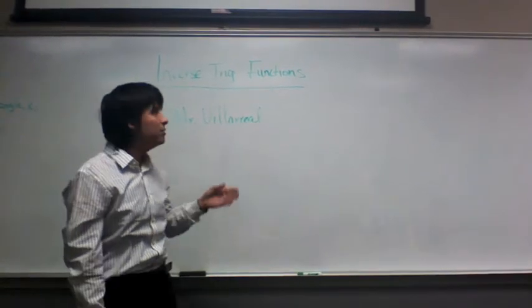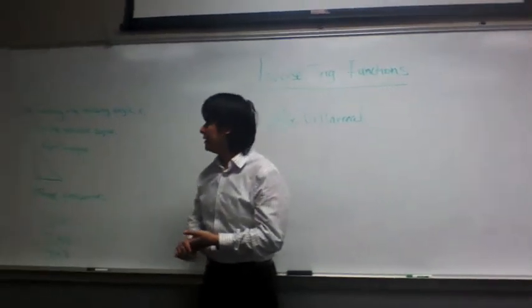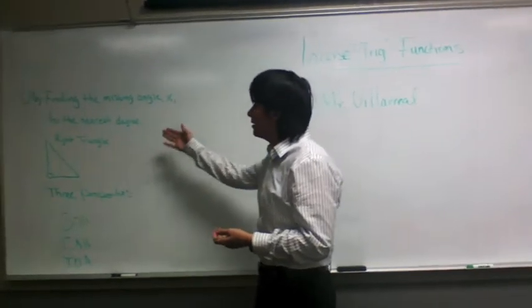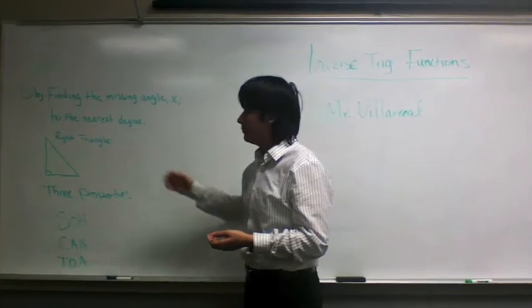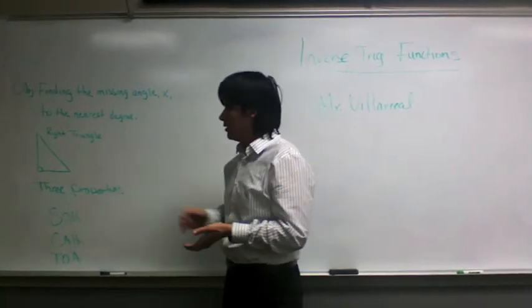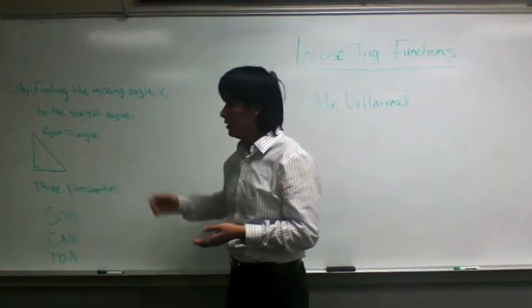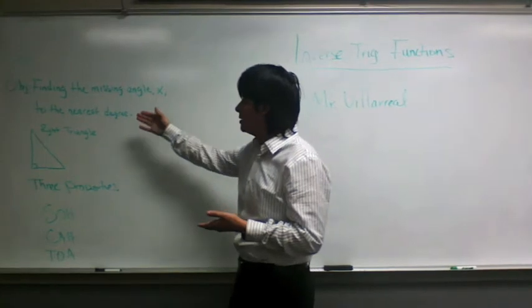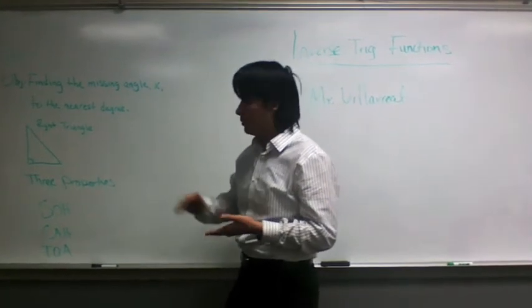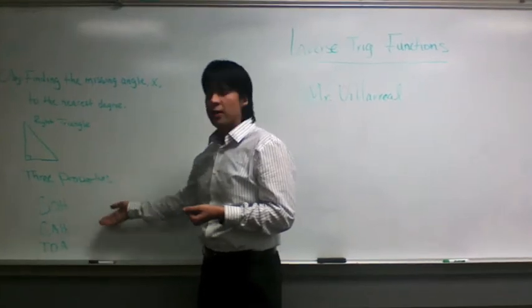Today we're going to learn about inverse trig functions. Our objective for today is going to be finding the missing angle x to the nearest degree. We're going to use right triangles for this case because only right triangles can be used. In order to find our missing angle x, we need to use three properties. Three properties will be SOHCAHTOA.